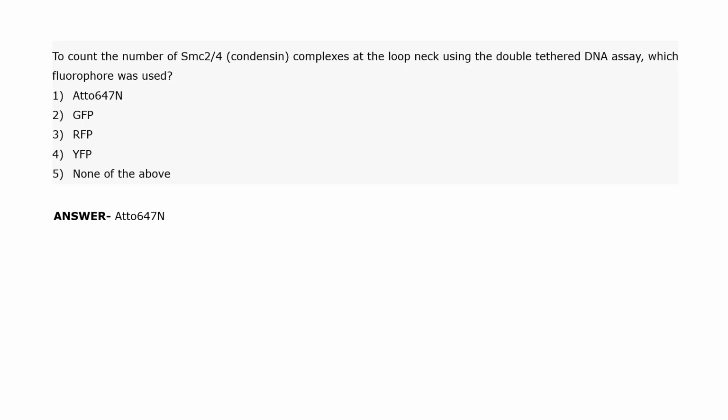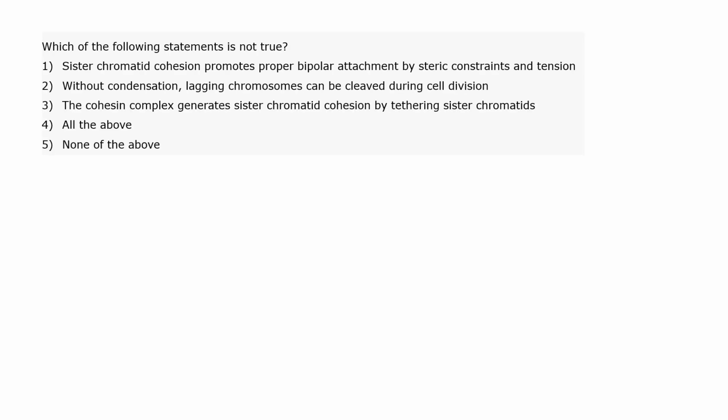Okay, if there is no doubt, we will move on to the next question. Which of the following statements is not true? Sister chromatid cohesion promotes proper bipolar attachment by steric constraints and tension. Without condensation, lagging chromosomes can be cleaved during cell division. The cohesin complex generates sister chromatid tension and cohesion by tethering sister chromatids. All of the above or none of the above?